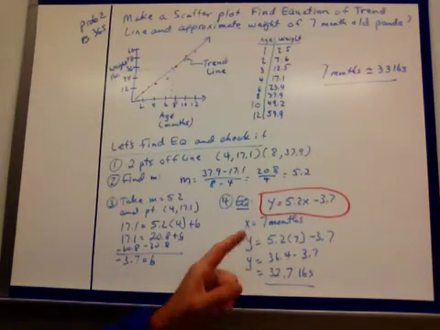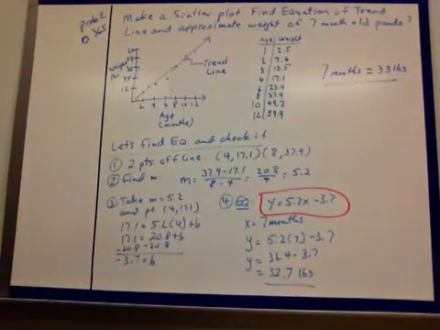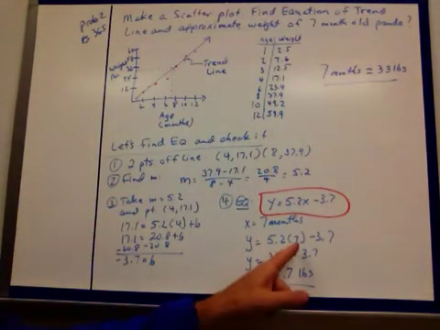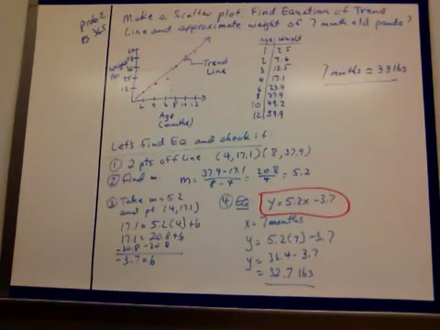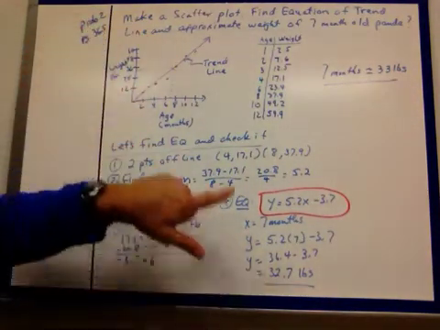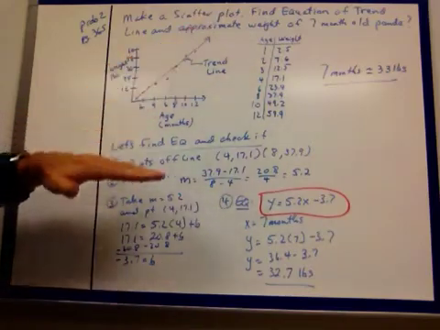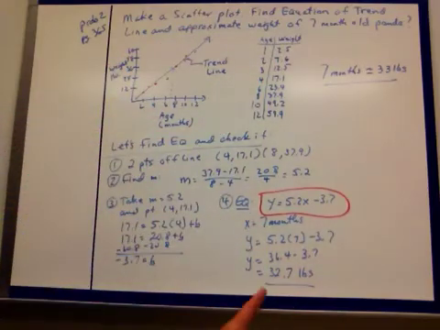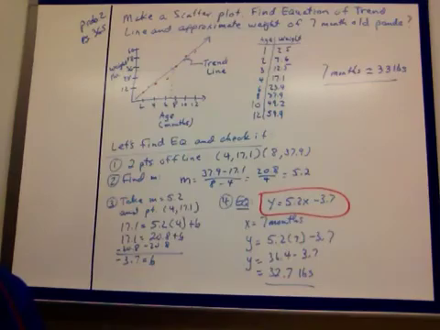I plug in 7 months for my x, because the age was x in months. I plug it in for x, and I got 32.7 pounds. So you can see my approximation off the graph. You can see what I got with the line that I chose and the equation that I got from it. They're pretty close. Okay, they're similar.